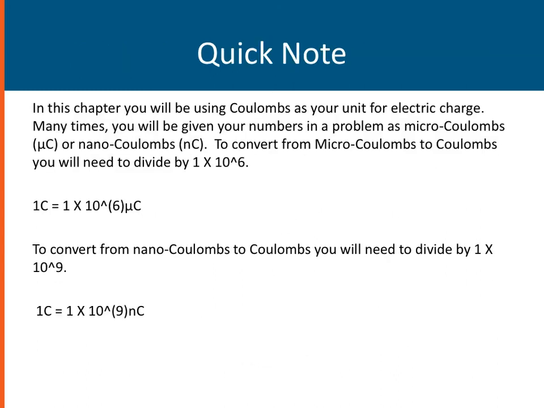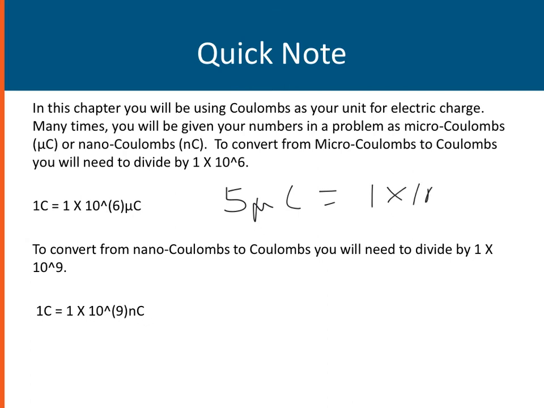Okay, so I'm going to pause for just a quick note. In this chapter, you're going to be using coulombs as your unit for electric charge. A lot of times, though, in the problems, they're going to give you microcoulombs or nanocoulombs. And you can kind of see what it looks like there. So I just want to show you how to convert. If you want to take a second to write the conversion down, it's 1 × 10⁶ microcoulombs per coulomb.